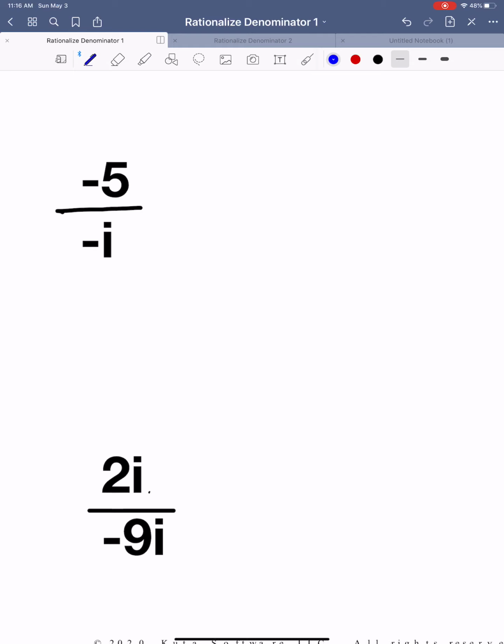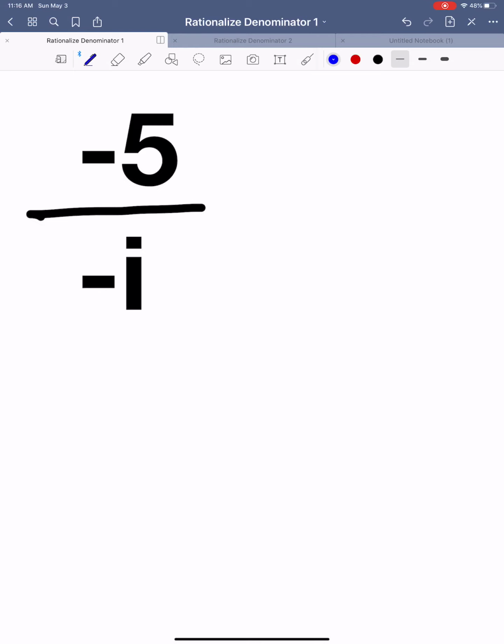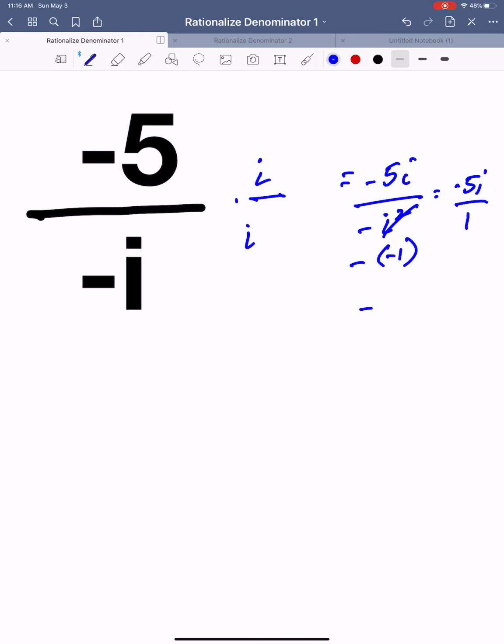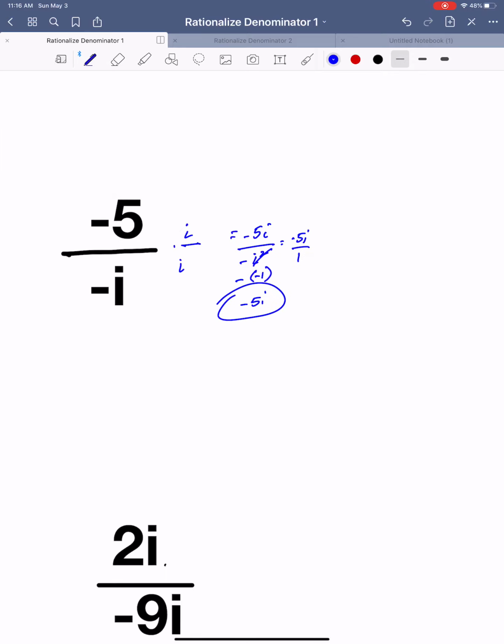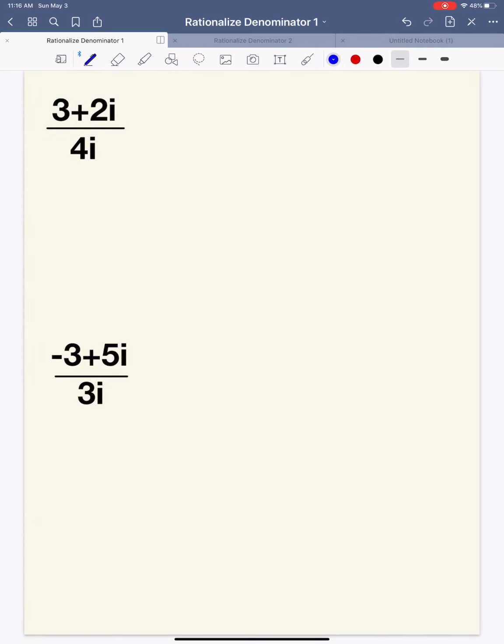One more like this. Multiply by i over i. You get negative 5i over negative i squared. This is negative 1. Use the parentheses. Negative 5i over 1, negative 5i. Okay. Let's see what else we got.